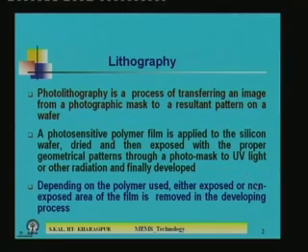Now, depending on the polymer used, either the exposed or non-exposed area of the film is removed in the developing process. That means, in some cases we will find that the exposed portion of the film will soften and be dissolved in the developer solution. In some cases, after exposure we will see that this photosensitive polymer film has been hardened and is very difficult to dissolve in developer solution. So, there are two kinds of photoresist, one known as positive and the other known as negative photoresist.